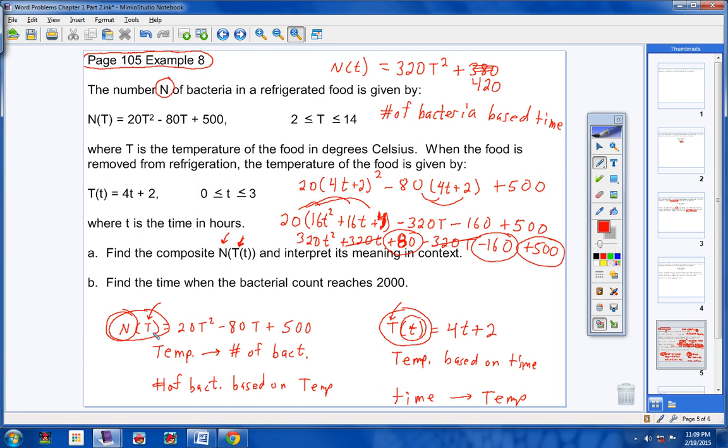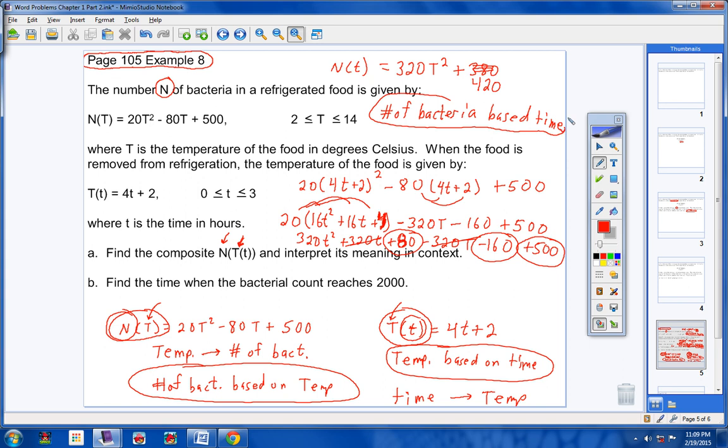So now this composition is really cool. Here I have a function that is number of bacteria based on temperature. Here I have a function, it's temperature based on time. Now I have a function that's bacteria based on time. So what is the meaning? Interpret the meaning. Well, our function is bacteria based on time.